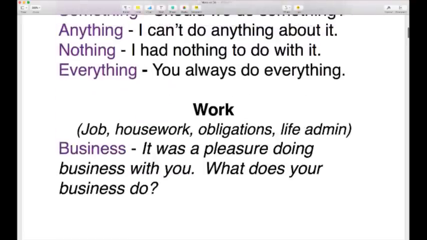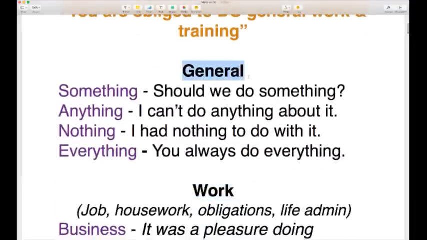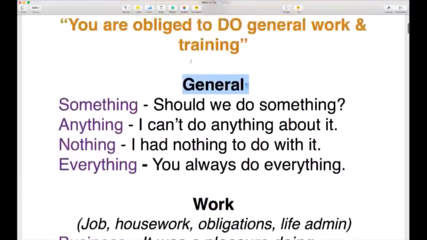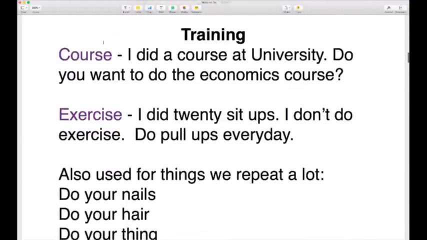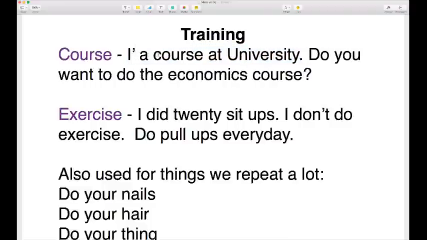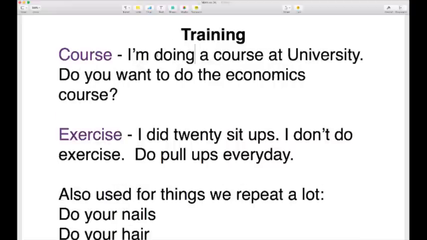We're using do with any kind of work, and we're using do when we're being very general and not specific about an action. But then also, we use it when we're talking about training. So, if we're doing a course, I did a course at university. So that's the past. Or if it's presently happening, you could say, I'm doing a course. I might say to you, what are you doing? I'm doing a course at university. I could also say, do you want to do the economics course? I would love to do the economics course.